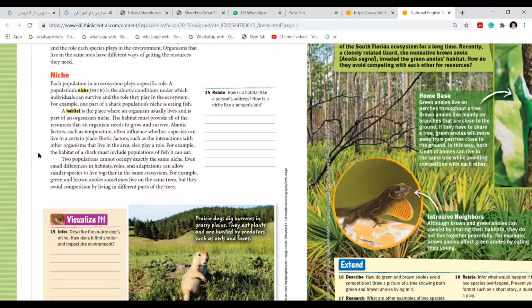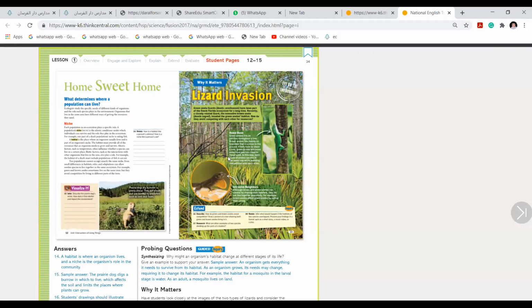One part of a shark population's niche is eating fish. You know that shark population, what are their likes? Eating fish. What is a habitat? Habitat, remember H from the beginning: it means the place to live, their home. Their home is habitat.